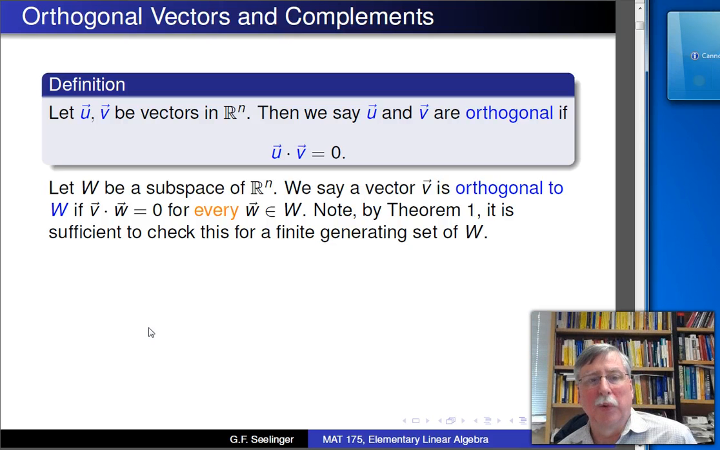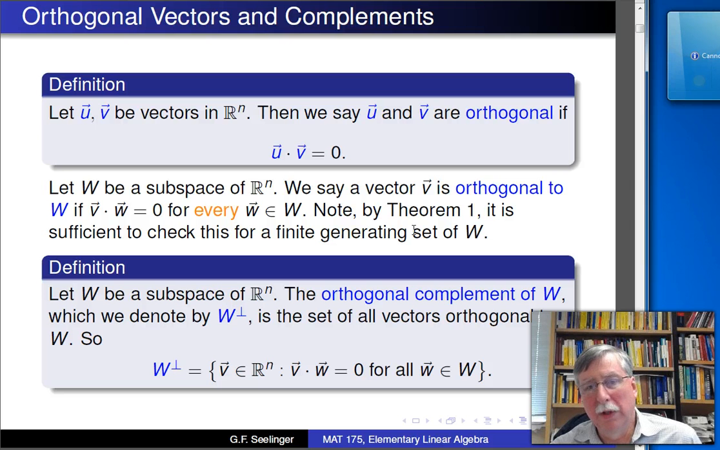Now, one of the things we're interested in is orthogonal complements of subspaces. We say a vector is orthogonal to a subspace W if it's orthogonal to every vector in that subspace. We had shown previously that all we need to do is check this for a finite generating set, showing it's orthogonal to every element in a finite generating set. That makes it more computationally effective.